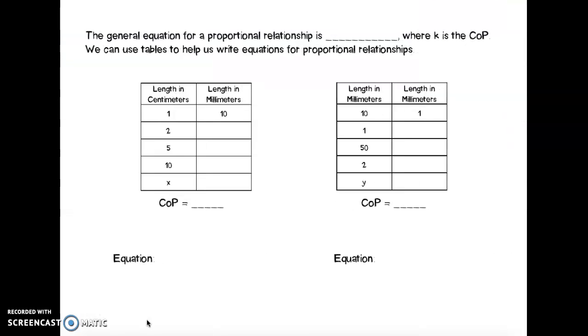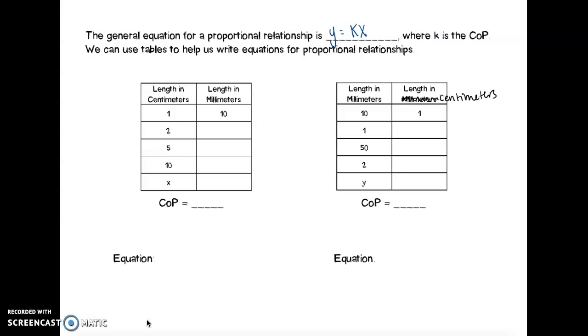After we looked at tables, we started to go in the next step, which is writing equations. So after we fill out a table with a proportional relationship, we can then use that information to write equations. And the general equation for a proportional relationship is y equals kx, or y equals k times x. And in that equation, k is the COP. And in this table on the right, I made a little mistake. This should be centimeters.